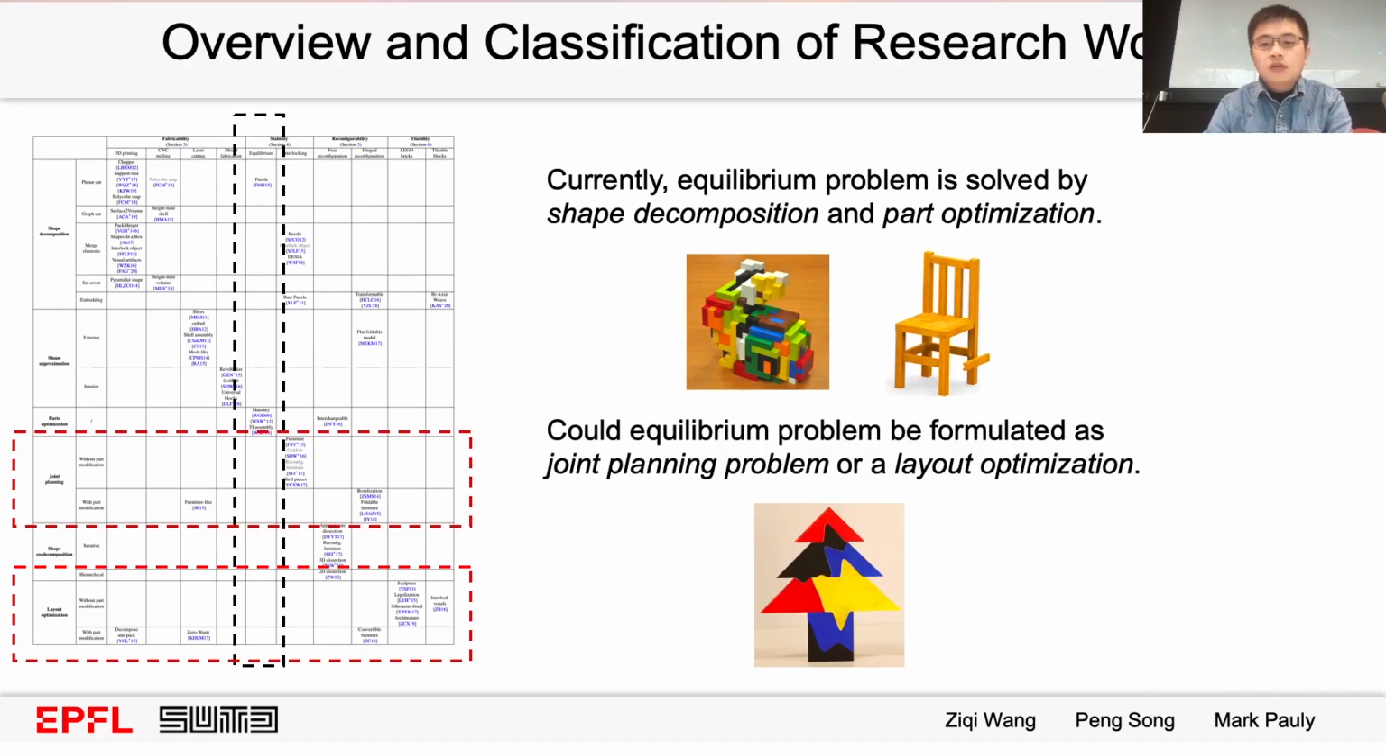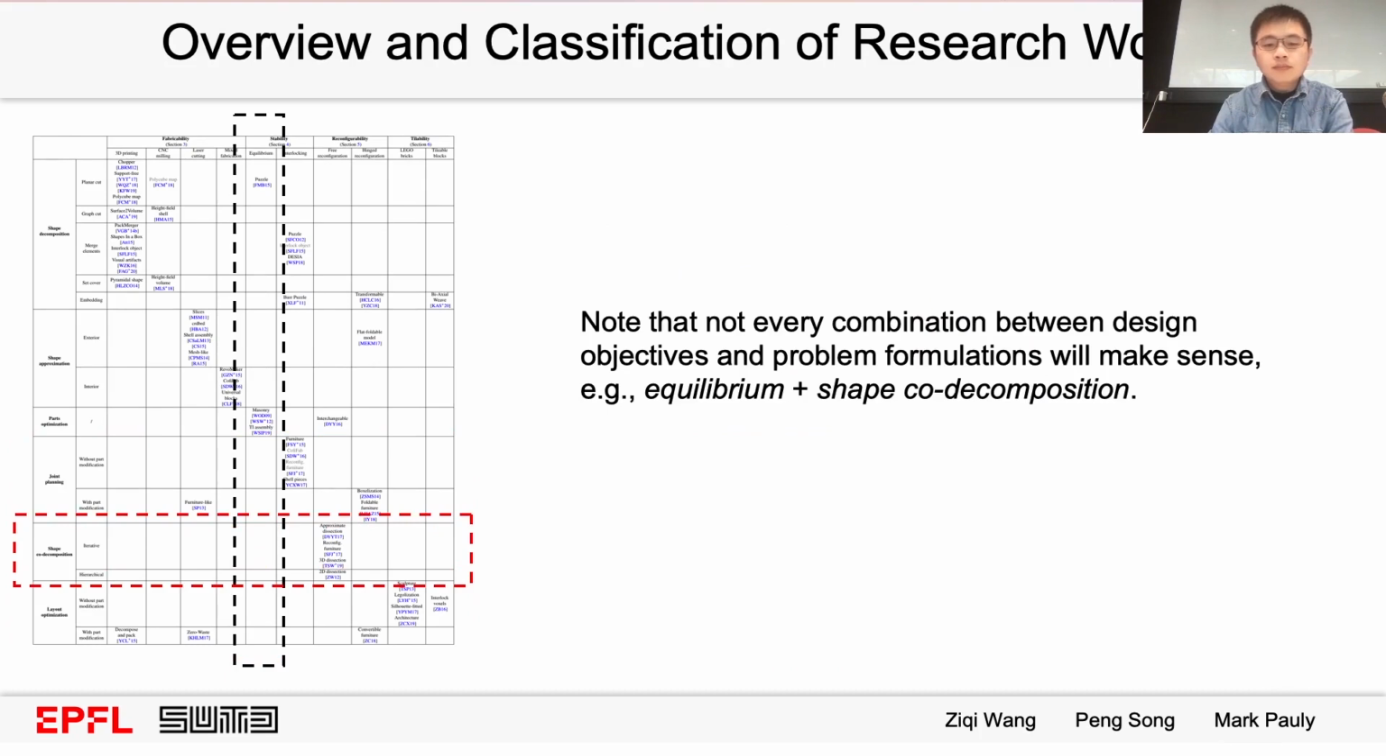This table also provides potential future works. For example, the equilibrium problem is solved by shape decomposition and part optimization. Could we solve this problem by using joint planning and layout optimization? Note that not every combination between design objectives and problem formulation will make sense. For example, designing structurally stable assembly is not suitable to be formulated as a shape decomposition problem, since this assembly typically has a single geometric form.